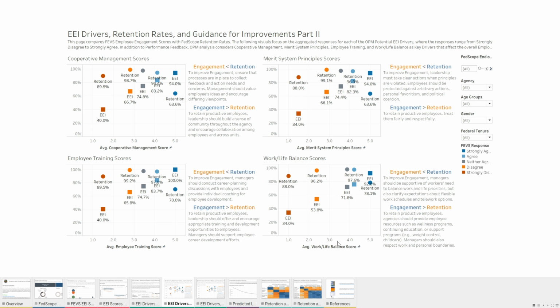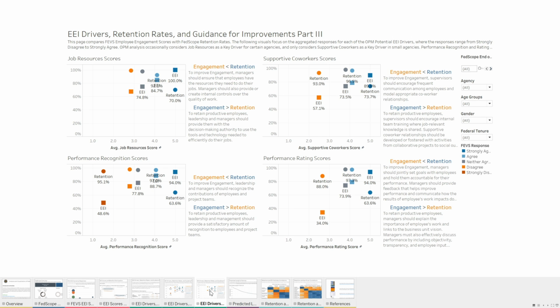As we move on to the next page, we're going to see those remaining 4: the job resources, supportive coworkers, performance recognition scores, and performance rating. The performance rating one, I always thought that was kind of interesting, that it ends up being the least significant when so much importance is placed on it. It's kind of weird considering how much of a push so many agencies and departments are giving to the performance ratings, and we're really not seeing that they matter too much, except in certain situations.